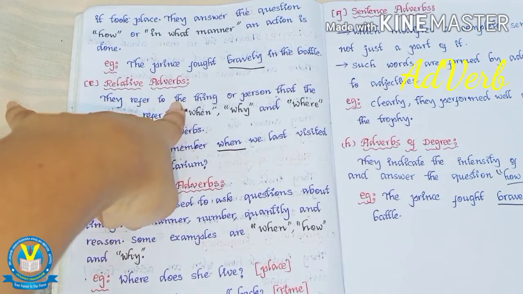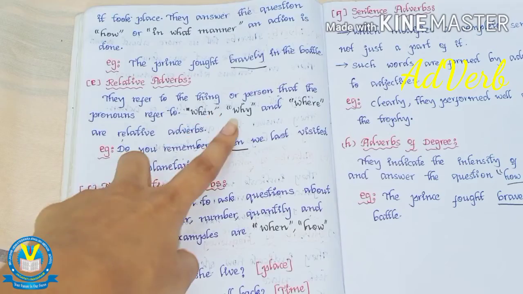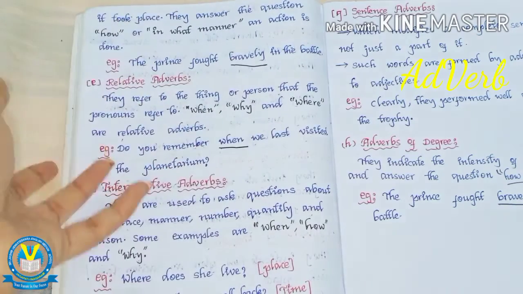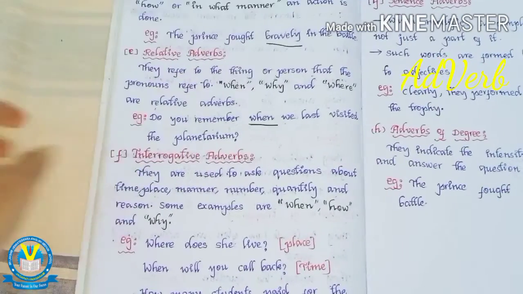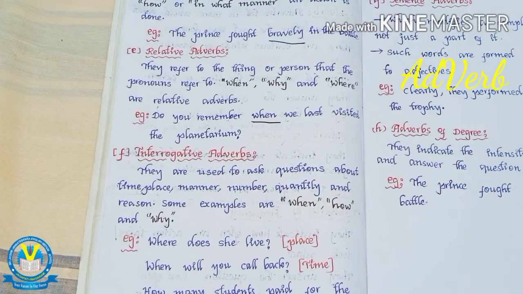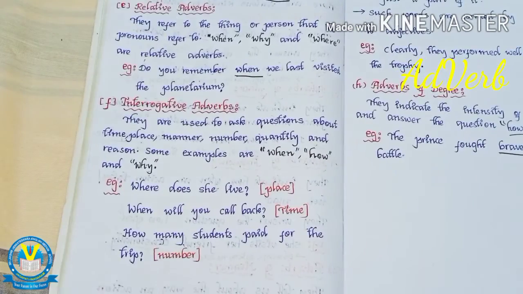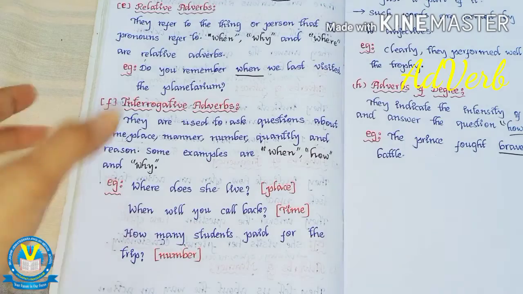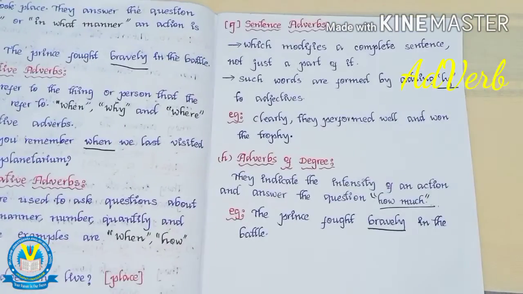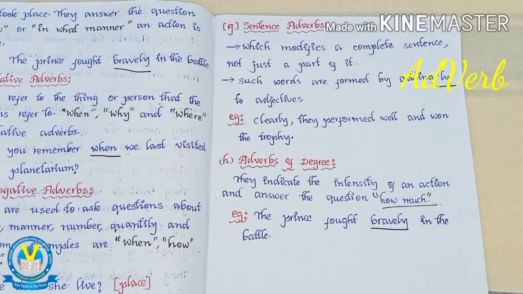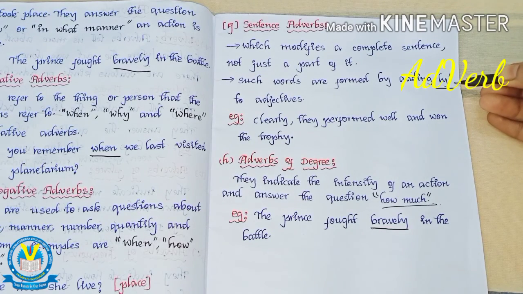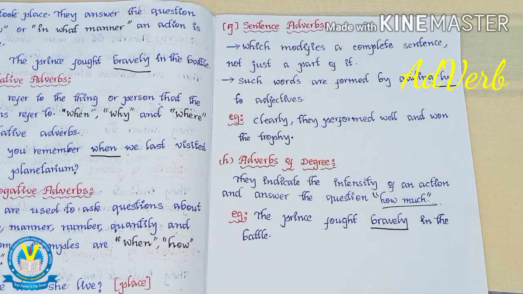And relative adverbs describe when, why and where the action was done. And interrogative adverbs describe when, how and why, in the form of questions. And sentence adverbs are mainly based on ly words. And adverbs of degree say how much the action takes place.